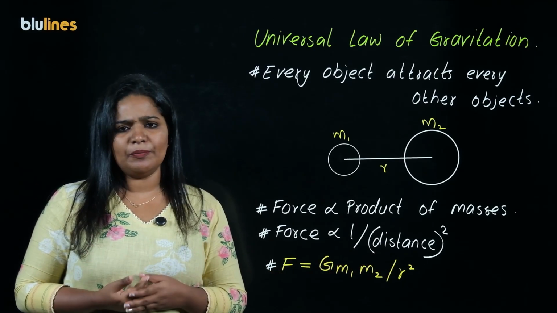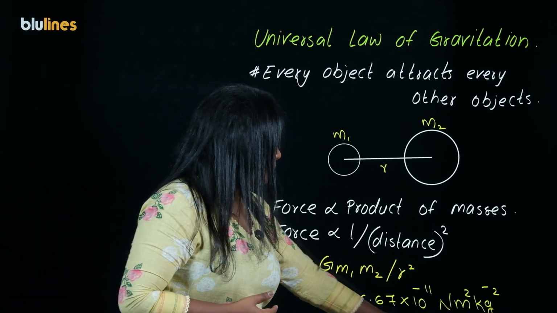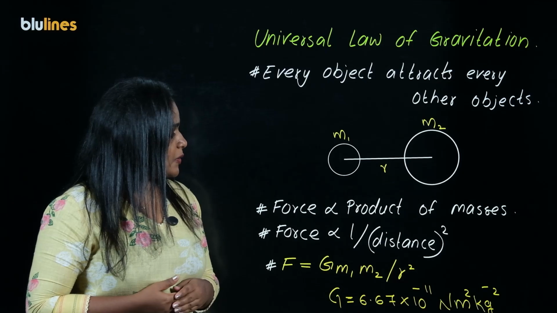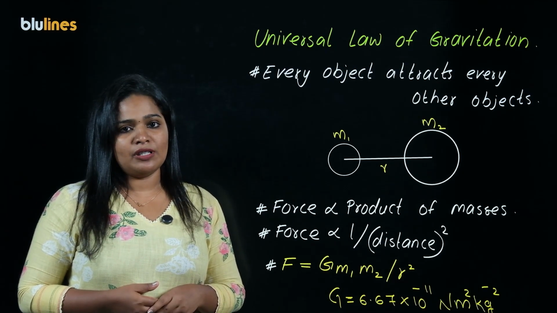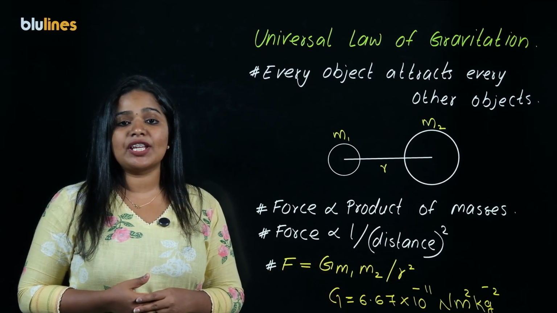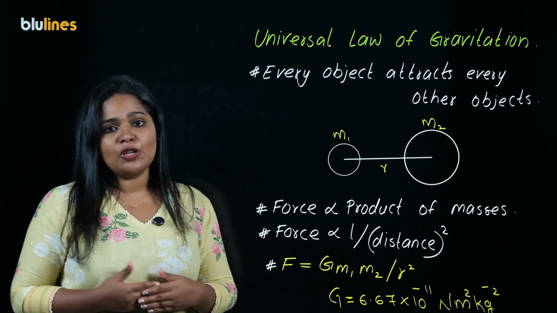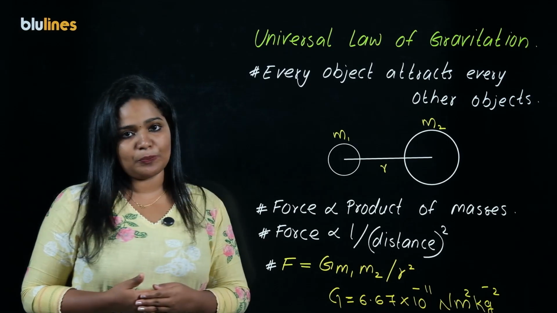What is the value of G? G is equal to 6.67 into 10 raised to minus 11 Newton meter square per kilogram square. This value was given by Henry Cavendish. It took around 100 more years after the universal law to experimentally determine this value.